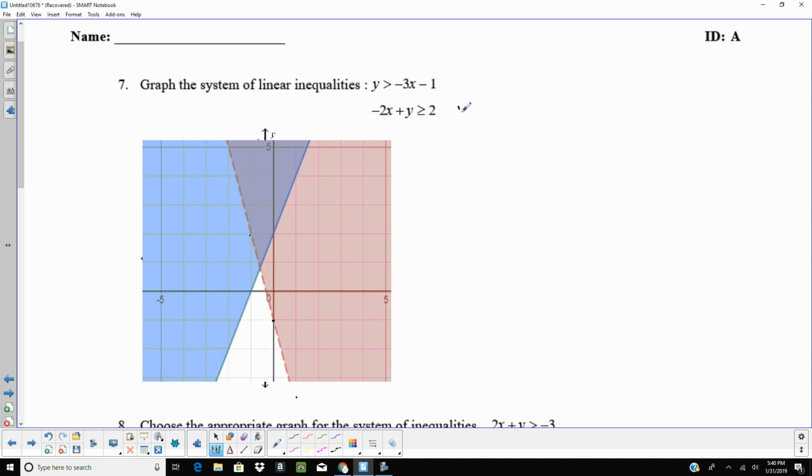On this one, it might help to put it into slope-intercept form first. Move that 2x over to the other side. My y-intercept is 2. My slope is 2, up 2, right 1. Solid line, and I'm shading above because it's greater than. And where it overlaps is this part right here, and that's my final solution.